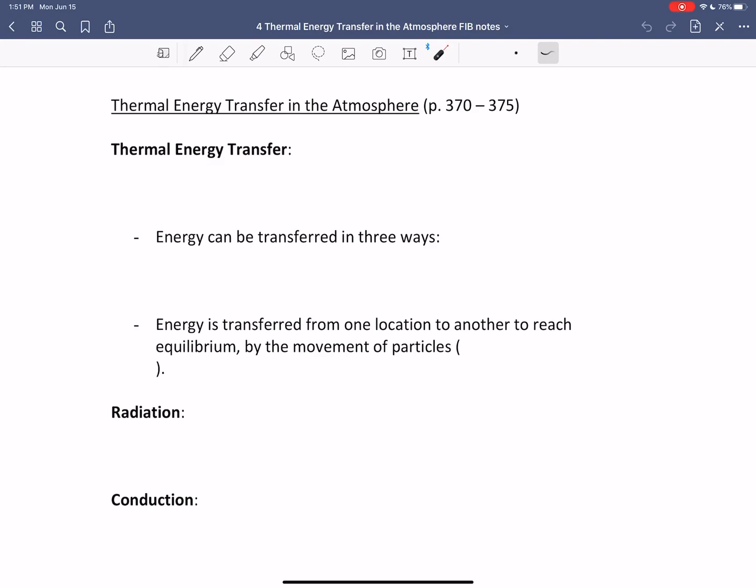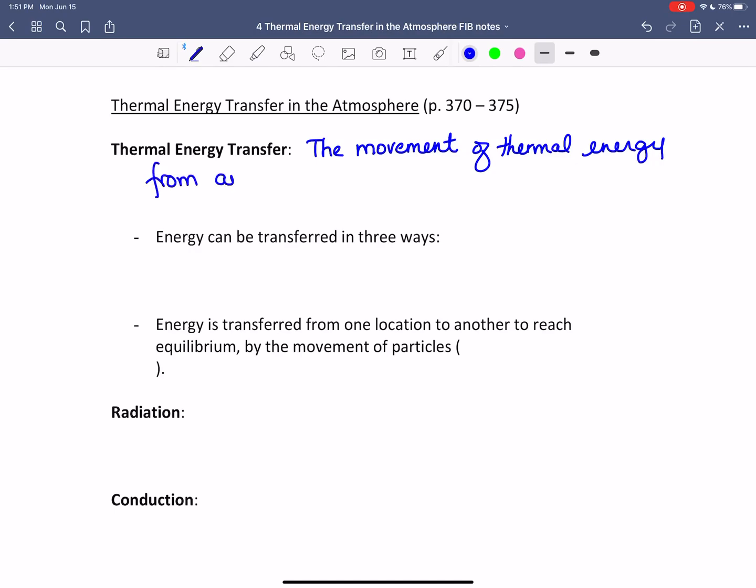So today we're going to explore thermal energy transfer in the atmosphere. And when it talks about thermal energy transfer, what we actually mean is the movement of thermal energy from an area of high temperature to an area of low temperature.